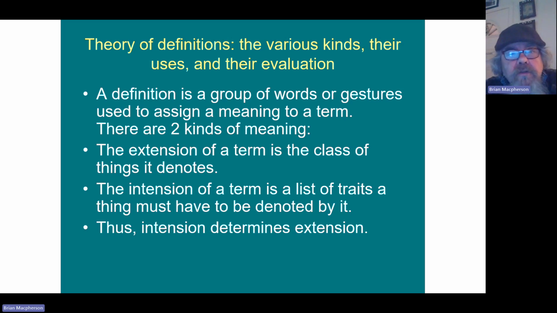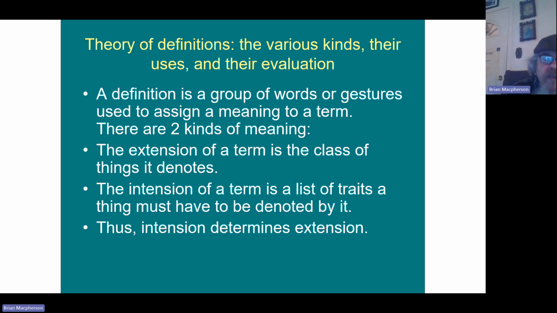One kind is called the extension of a term. The extensional meaning of a term is the class of things that it denotes. So, for example, go back to triangles. What is an extensional definition of a triangle? A triangle is isosceles. It is right-angled. It is obtuse. It is equilateral. These are all things that the word triangle denotes. So that's called an extensional definition.